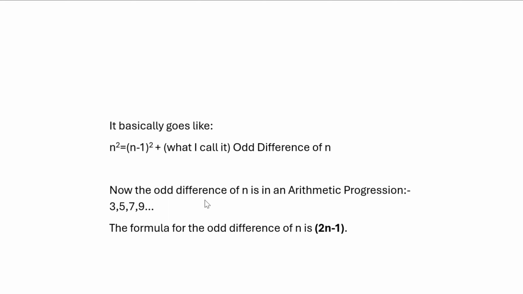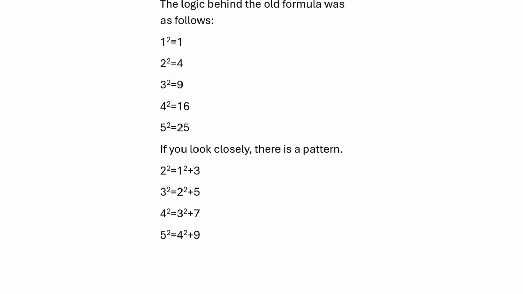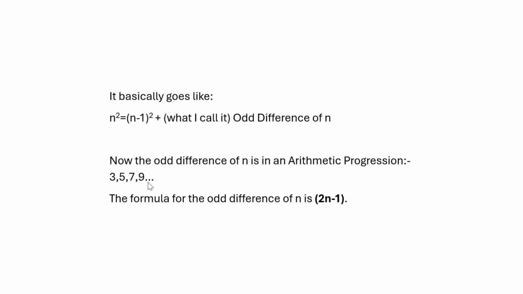Now these odd differences of numbers are actually an arithmetic progression, that is 3, 5, 7, 9 and so on. And you will find this arithmetic progression right here. As you can see, 2 square is equal to 1 square plus 3. The 3 is the first term of that progression. And that's how I derived this formula.